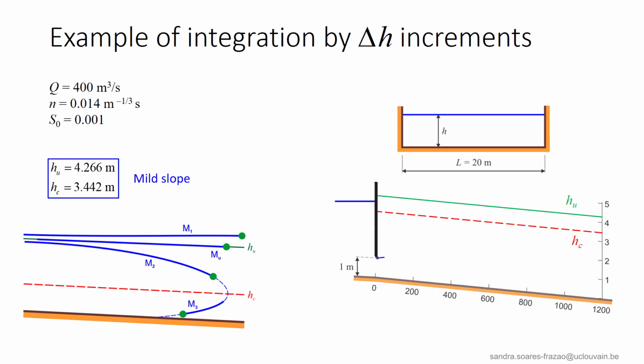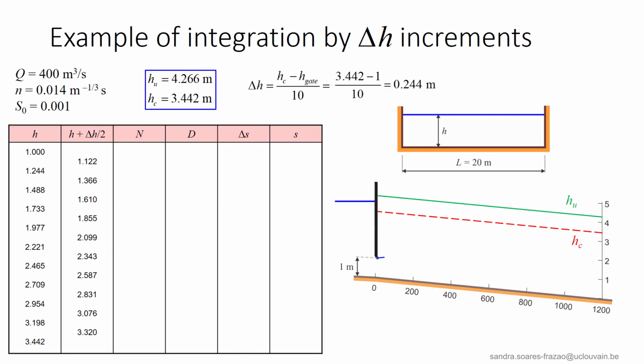So we can now calculate the detailed profile starting from H equal to 1 meter at the gate until the critical depth at the downstream end of the M3 profile, because we know that M3 profiles finish at the critical depth. So, as we know that the M3 profile can only exist up to HC, we know the total depth range over which we should perform the calculations. It is between H equal to 1 meter and the critical depth.